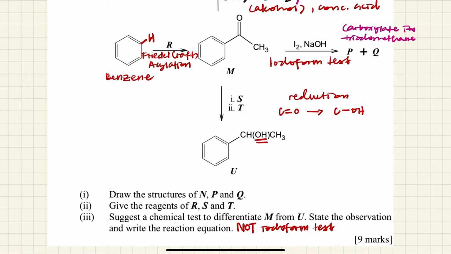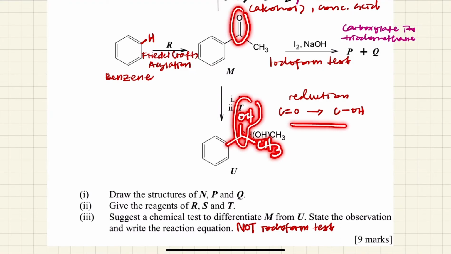So we're going to look here. This is your ketone, and then you have CH, OH, CH3. How does it actually look? If you draw it in a skeletal structure, we have OH, CH, OH, and then CH3. So if you compare M and U, here we have C double bond O, and here we have your C-OH, your alcohol. It becomes like this.